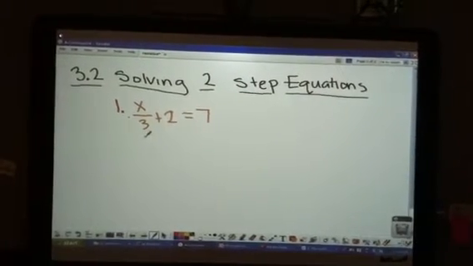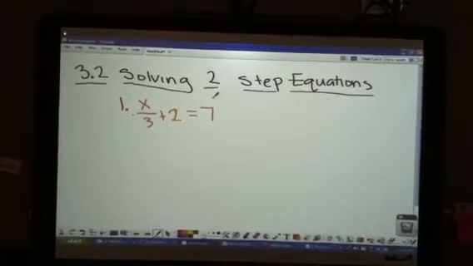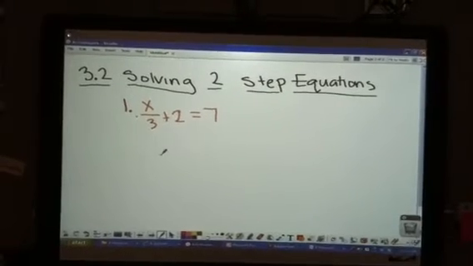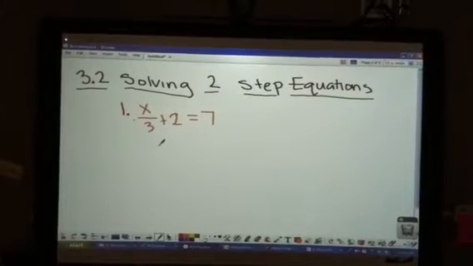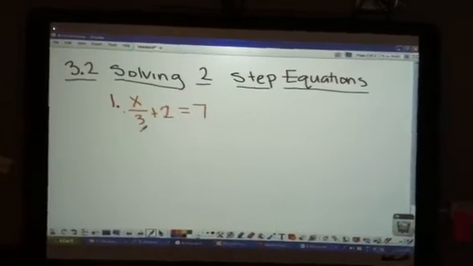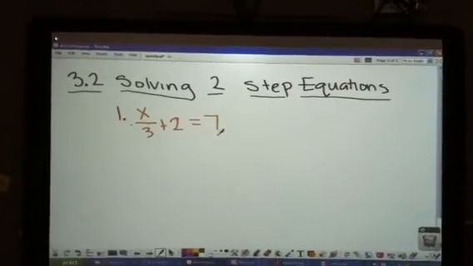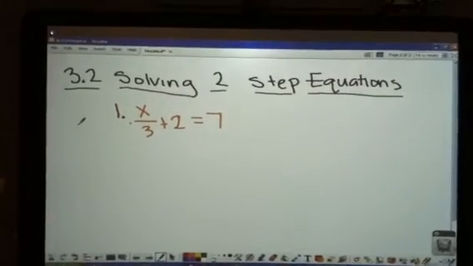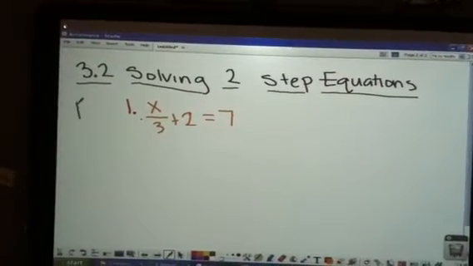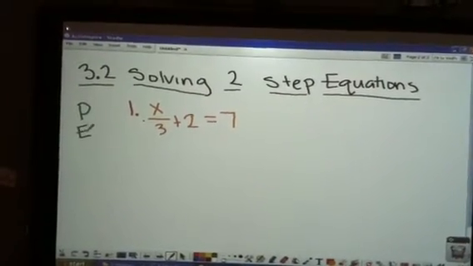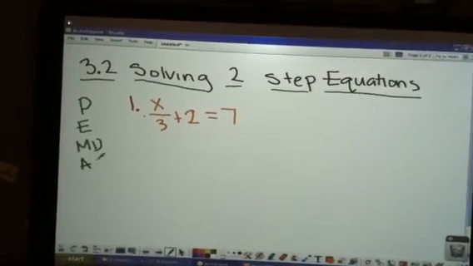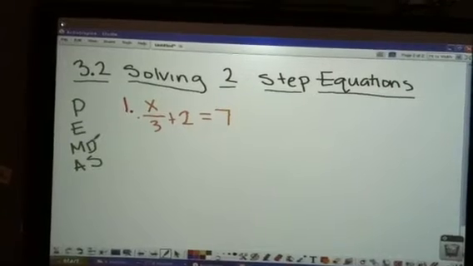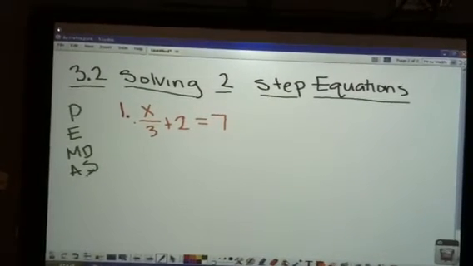Alright, so now moving on to 3.2, this is solving two-step equations. We are doing the same thing when we solve one-step equations, we're just taking it a step further. So here we have an equation, x over 3 plus 2 equals 7. Like we talked about, you're using the opposite order of operations. So we write down our PEMDAS, and instead of starting with parentheses, we're going to start with adding and subtracting.